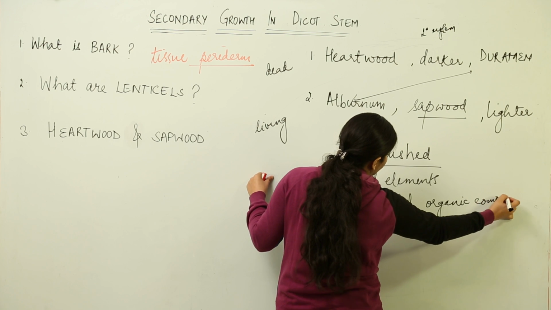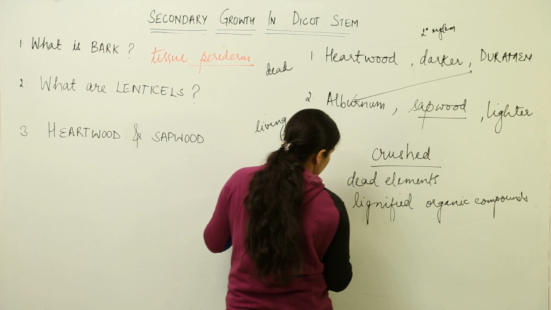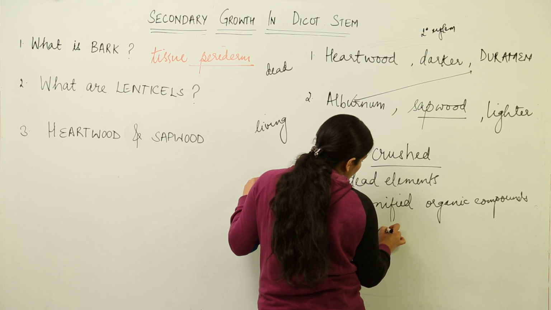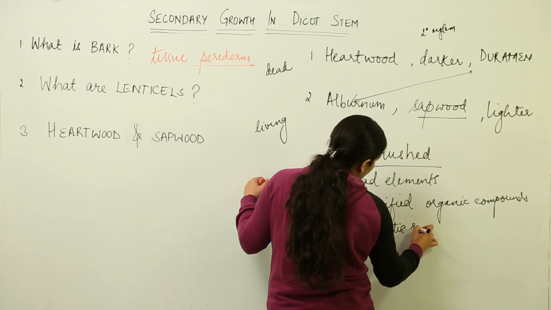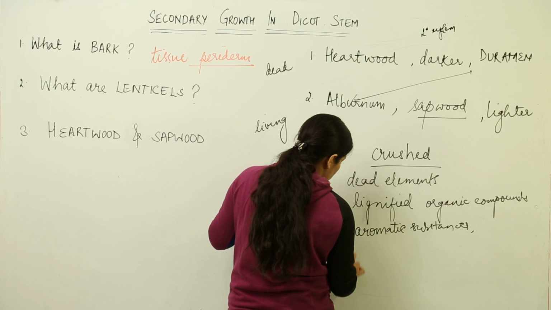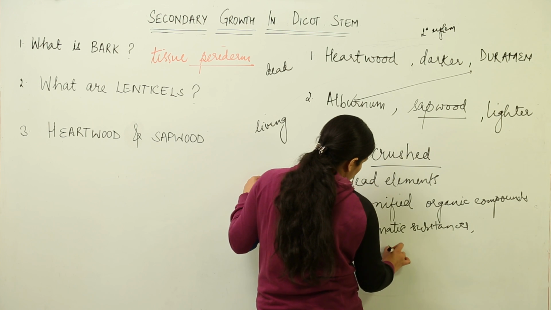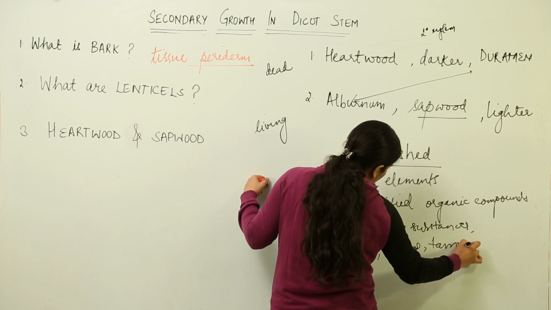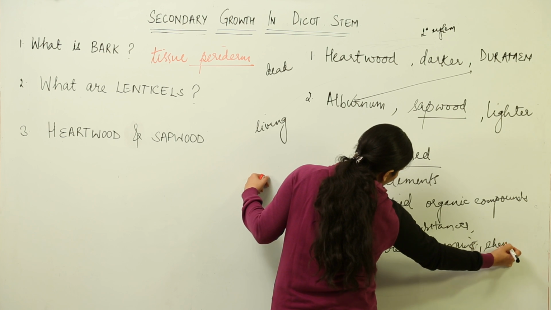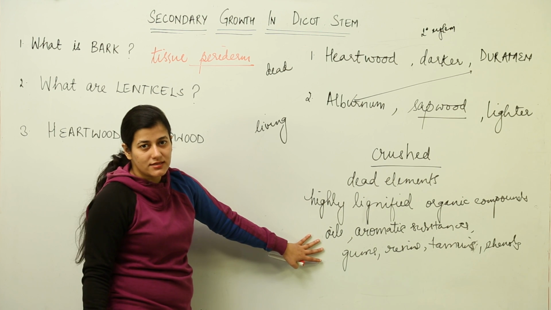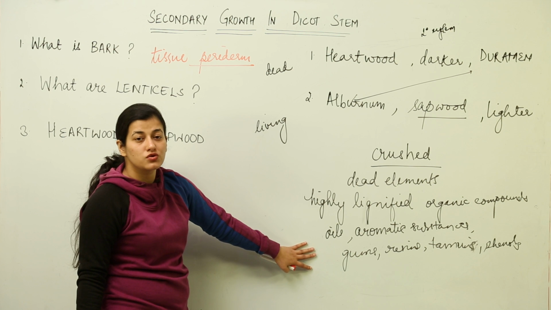What sort of organic compounds would be stored in them? Organic compounds like oils, aromatic substances, gums, resins, tannins, phenols, and of course colored substances. All these substances are responsible for giving it a resistance to insects.